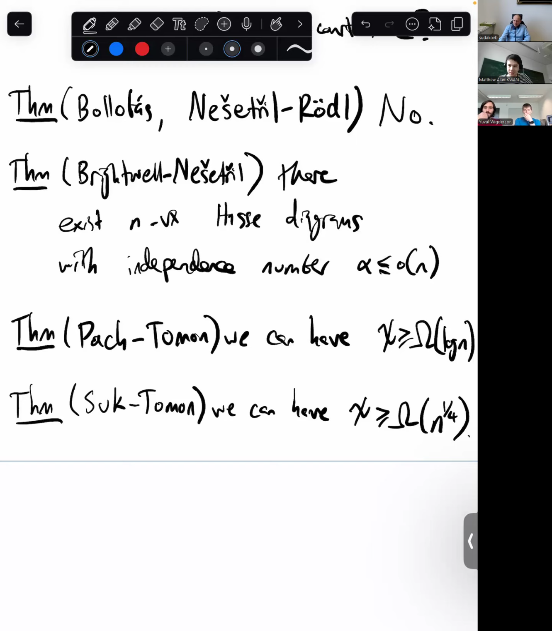This is not proved by constructing a poset directly. Well, the proof is constructive, but it goes by some equivalent characterization of what a Hasse diagram is. You construct some graph, you show it happens to be a Hasse diagram, and therefore this is true.